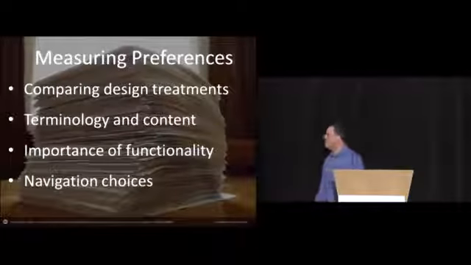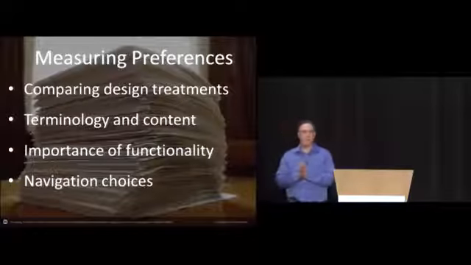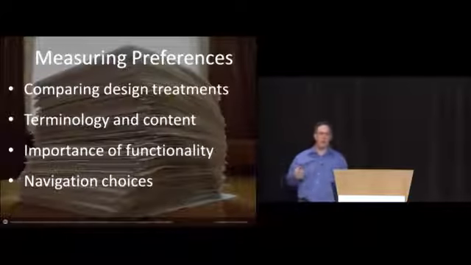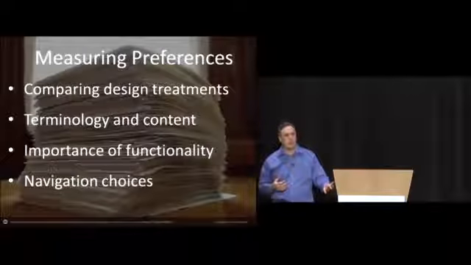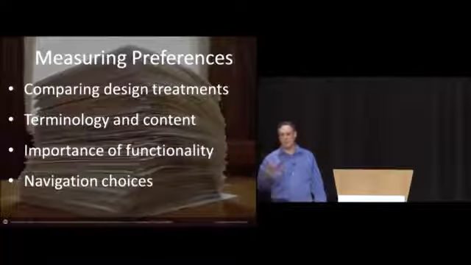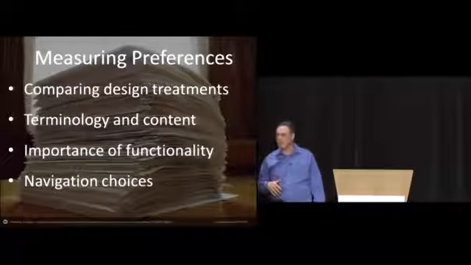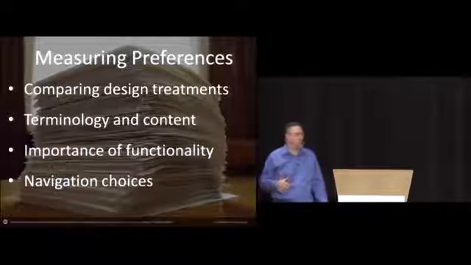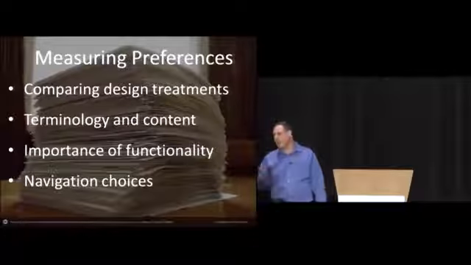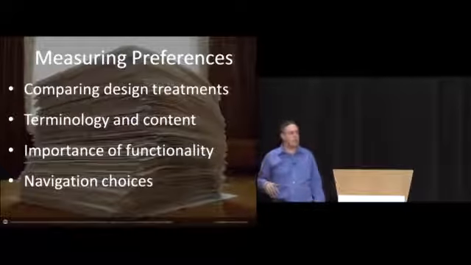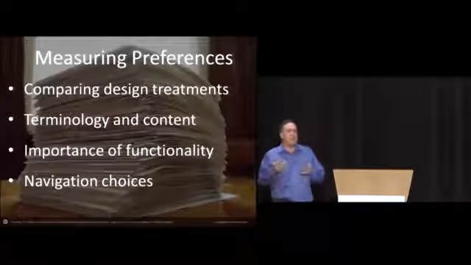Measuring preferences is really important. What I see over and over again in usability testing is a moderator will ask a question, oh, do you like this color? And the person says, yeah, I like blue. And then they ask the next person, yeah, actually I like the red version better. How do you really know?